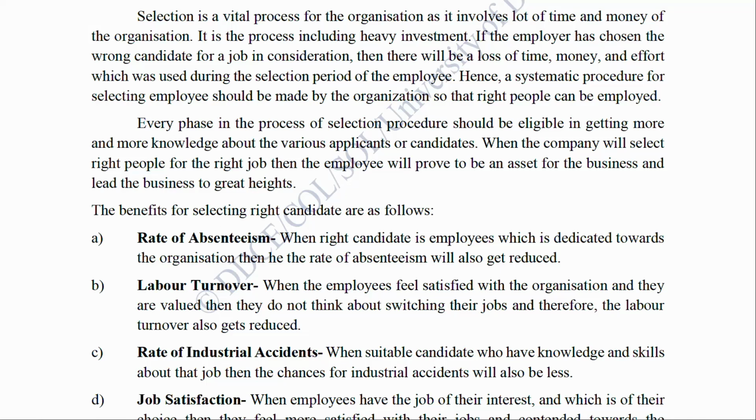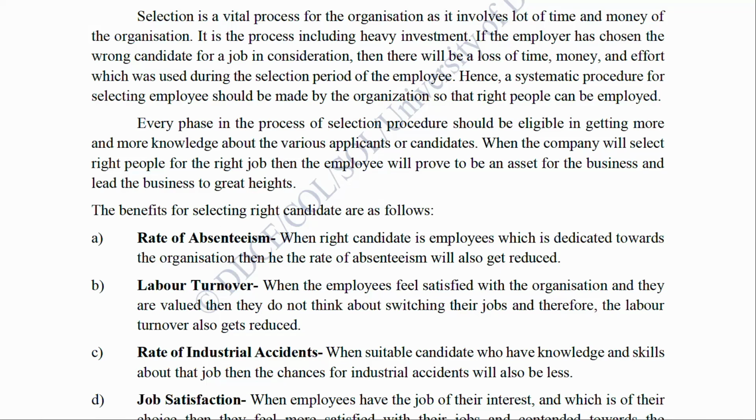Every phase in the process of selection procedure should be eligible in getting more and more knowledge about the various applicants and candidates. When the company selects the right people for the right job, then the employee will prove to be an asset for the business and lead the business to great heights. The benefits of selecting the right candidate are as follows.